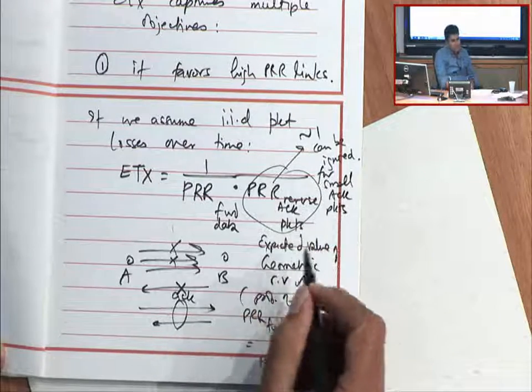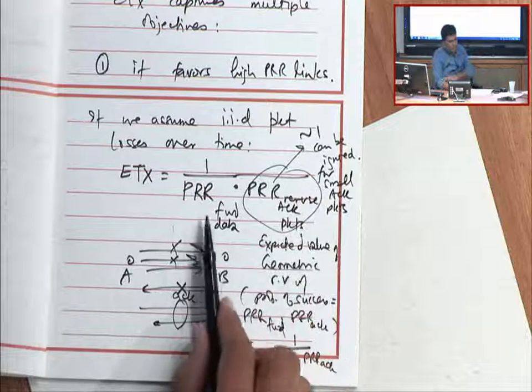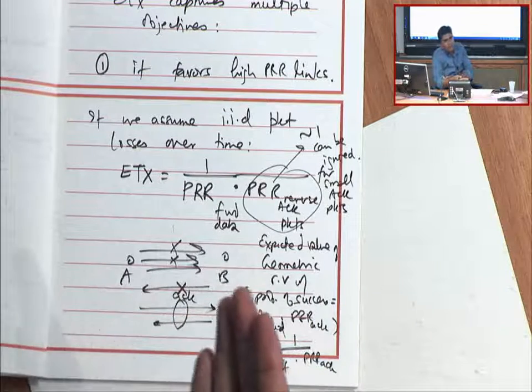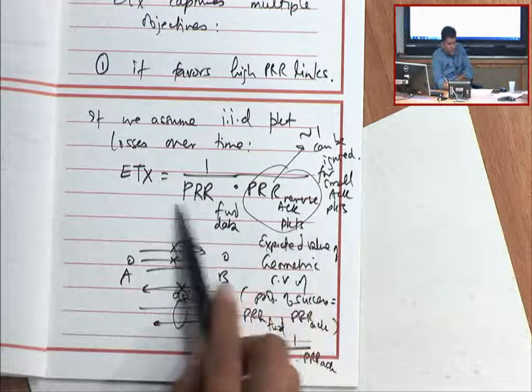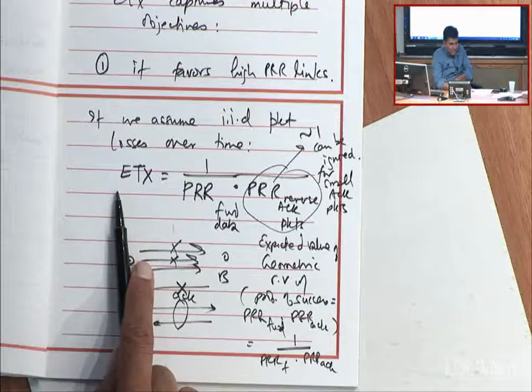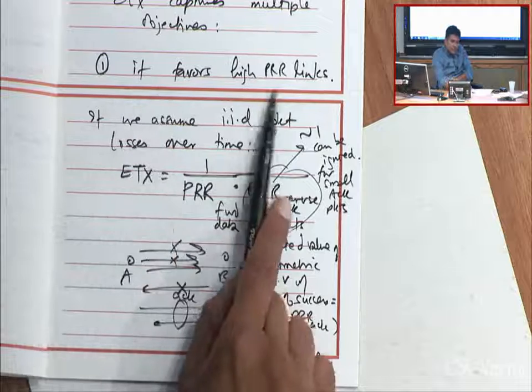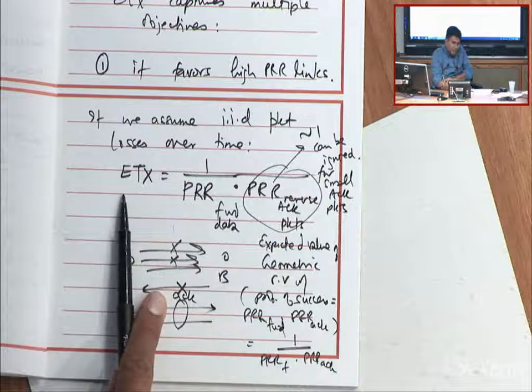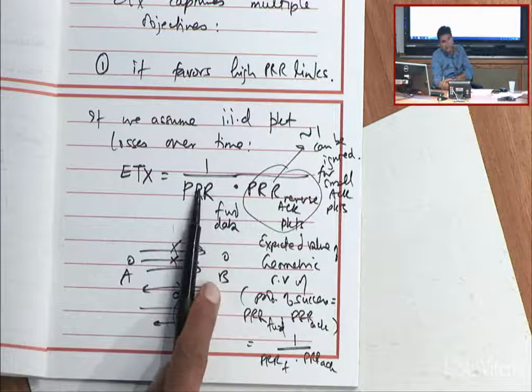So if the ACK packets are very small, almost always they'll be received. If larger packets are received with some reasonable probability, and so if you ignore that, it's sort of 1 over PRR. Sometimes we just take this approximation and use that as our ETX metric. So certainly it favors high PRR links, because if I minimize my ETX, I'm choosing a high PRR.